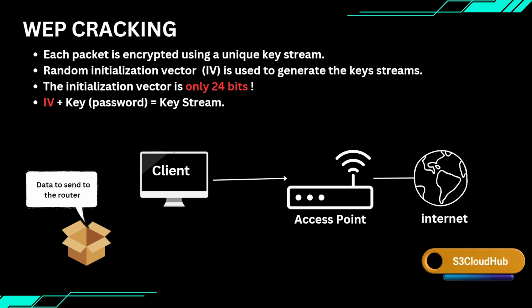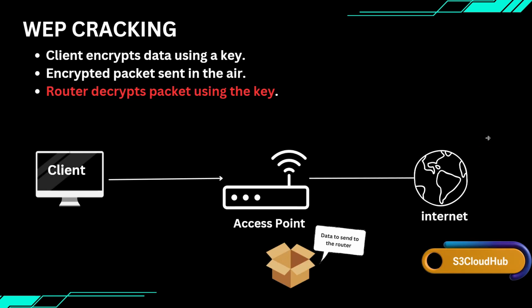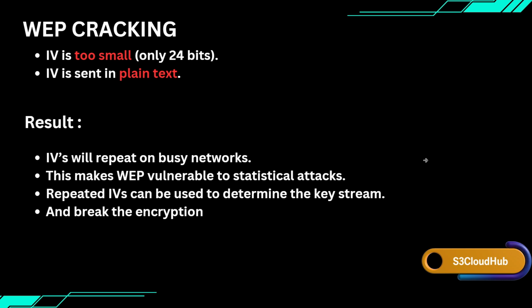The IV is combined with the network's password to create the key stream, which is then used to encrypt the data. The IV is included in the packets along with the encrypted data. But here is the catch. The IV is sent in plain text. This means anyone intercepting the packet can see the IVs clearly.